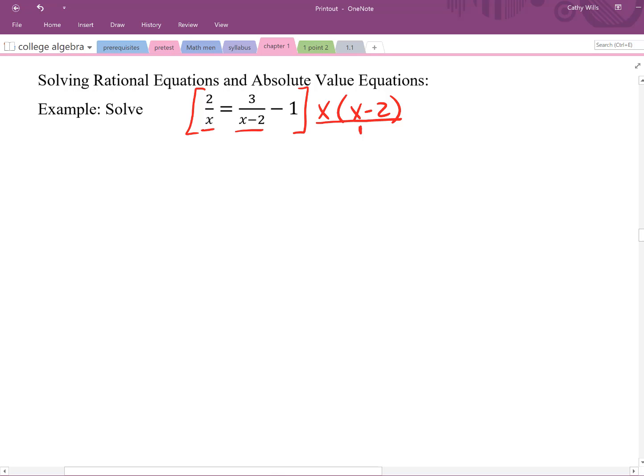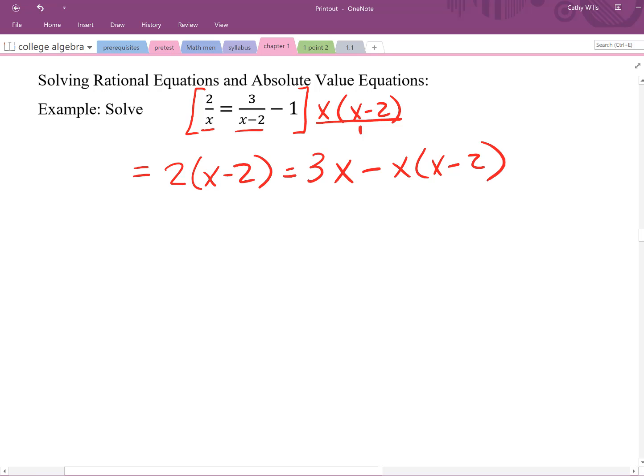All right? So we're going to distribute it. We're going to multiply the first fraction, 2 over x, by x times x minus 2. When we do that, the x in the top and the x in the bottom cancel, and we're just left with 2 times x minus 2. Now we're going to multiply the 3 over x minus 2 times x minus 2. In this case, the x minus 2 on the top and the bottom cancel, and you're just left with 3x. And then finally, we have to multiply 1 by x times x minus 2. So there that is right there.